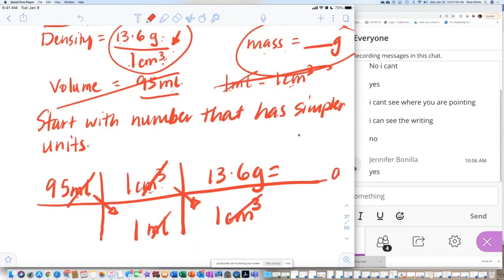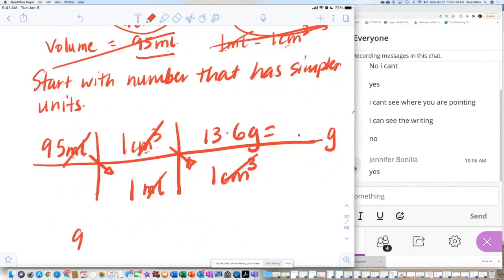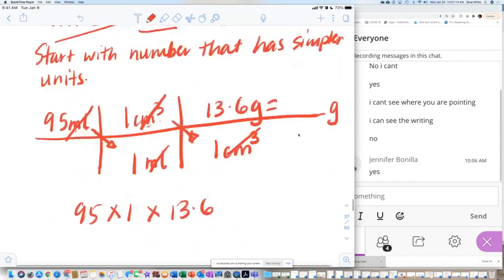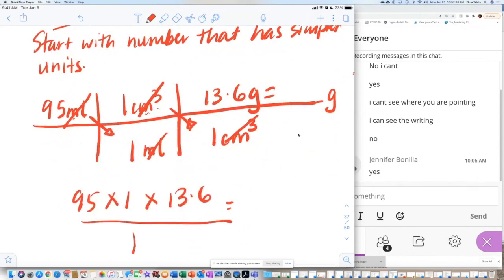I know the number I get here will be some gram. I'm going to take 95 times 1 times 13.6. I guess divide by 1. Let's do this and see what happens. 95 times 1 times 13.6. Okay, 1292. Okay, we can't write the number like that.